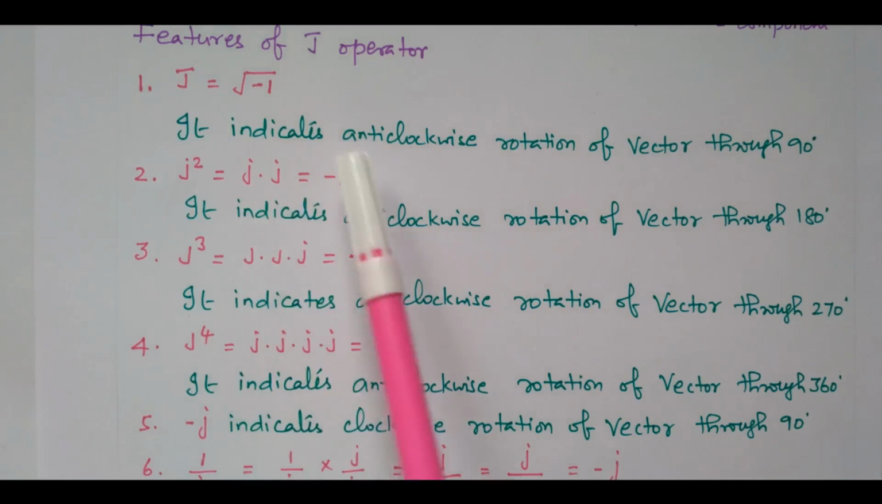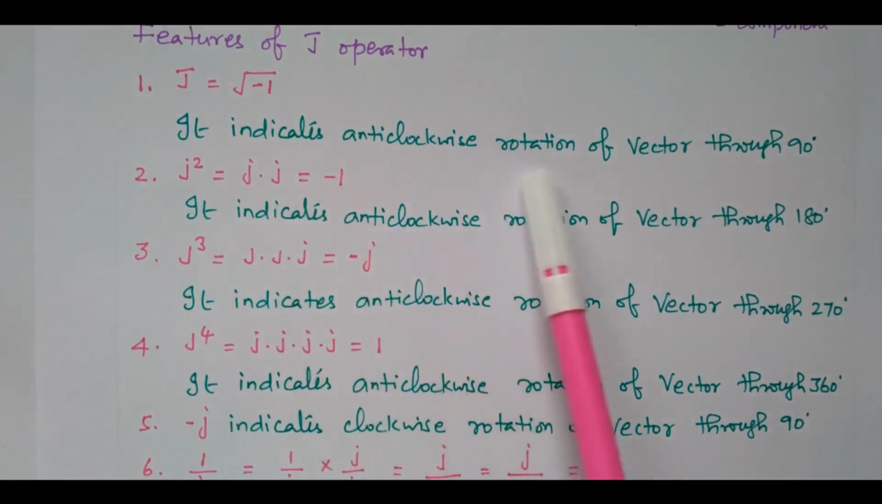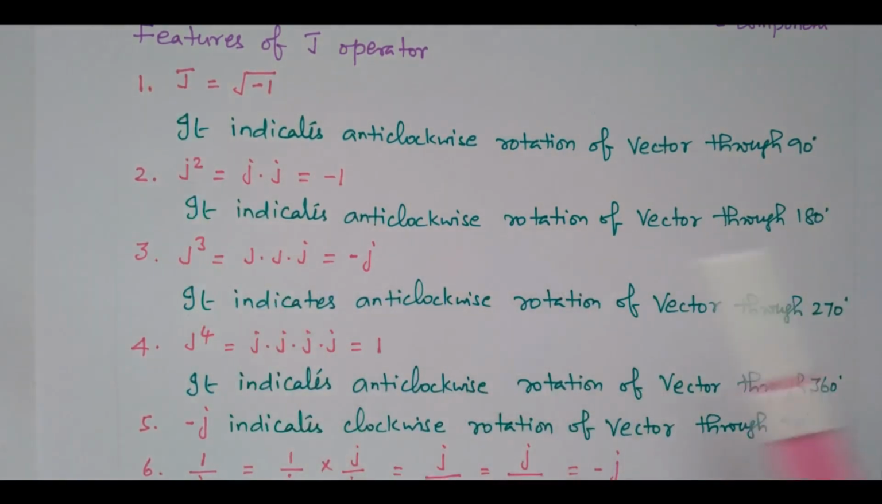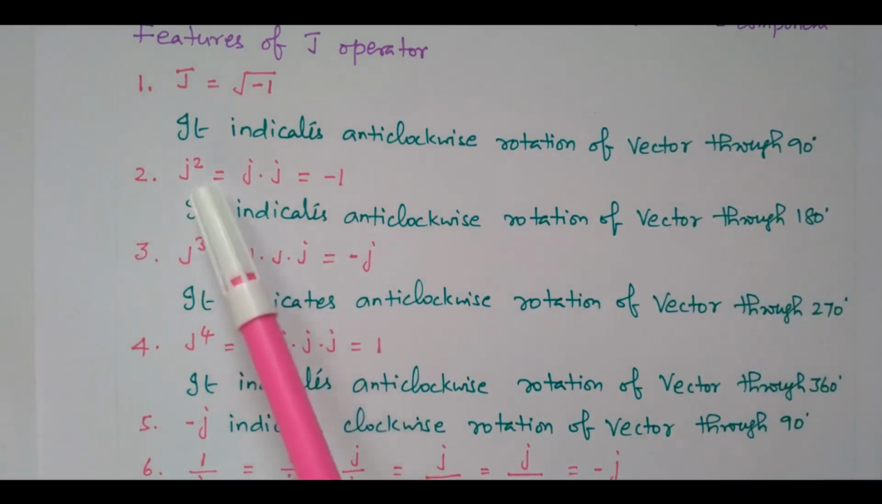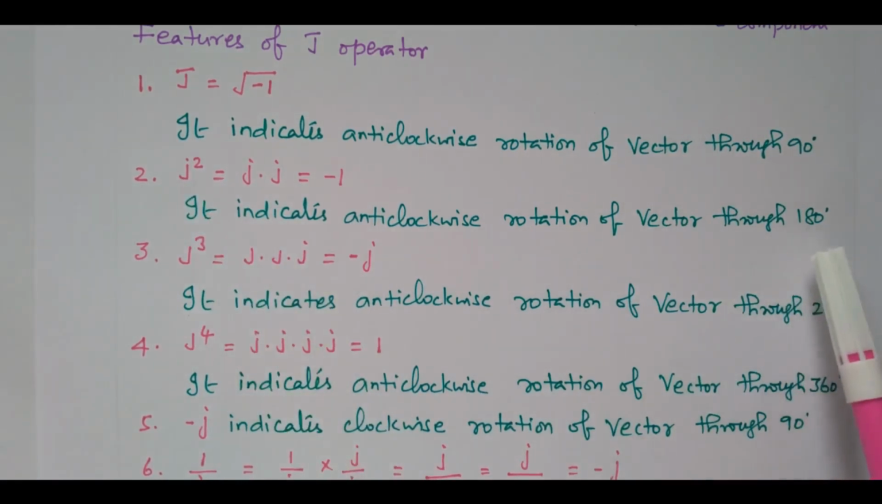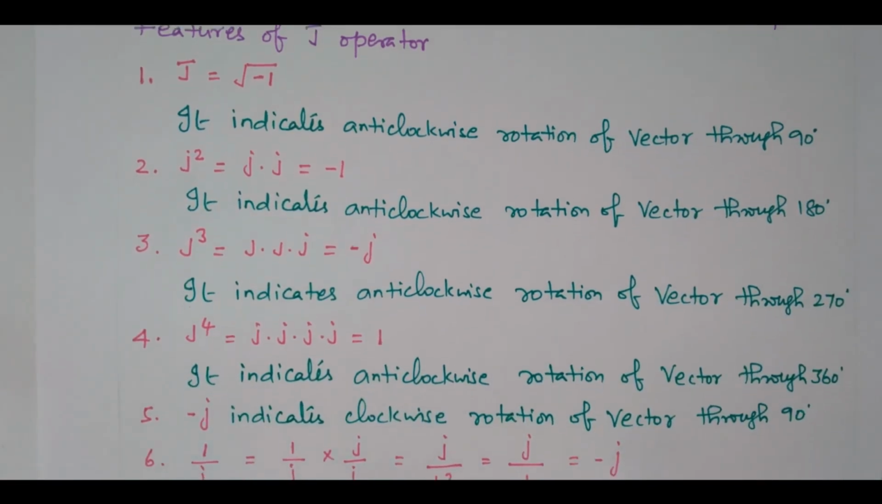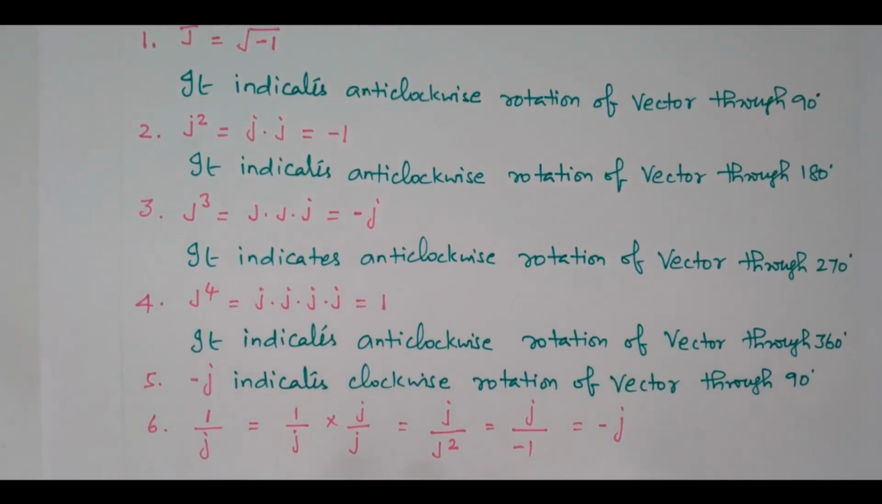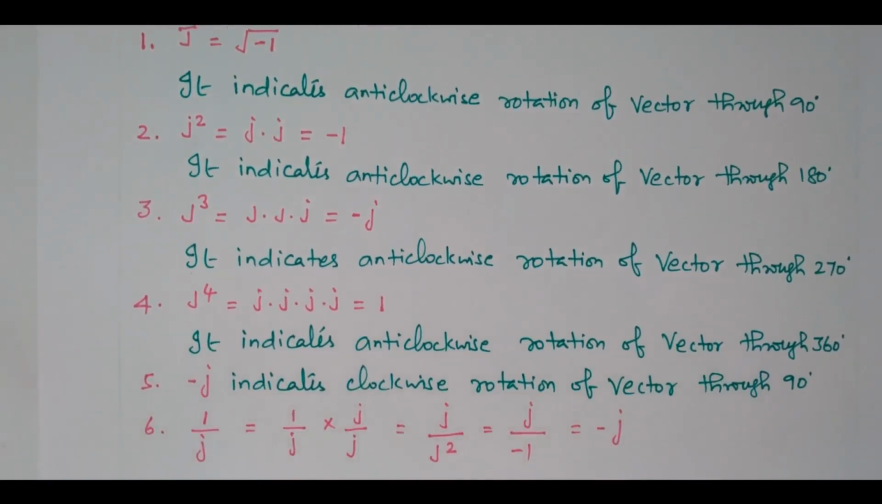What does this J indicate? This indicates anti-clockwise rotation of a vector by 90 degrees. If J is available, we can see that it is rotating in the anti-clockwise direction by 90 degrees. If J square is available, it is rotating anti-clockwise by 180 degrees. If J cube is available, it's 270 degrees. So 90 degrees will increase. J power 4 means it is 360 degrees. So J represents 90 degrees, J square, J cube, and so on, keep on increasing.